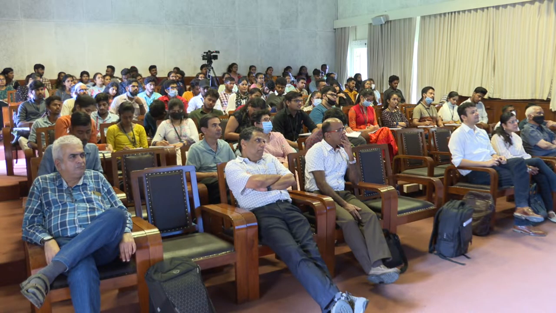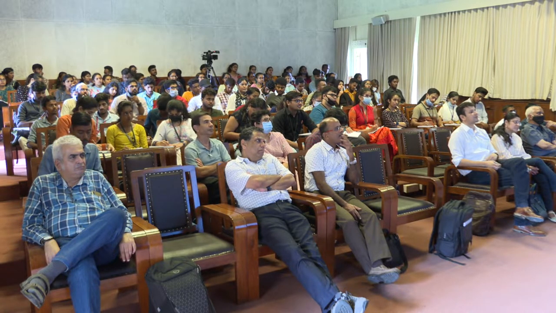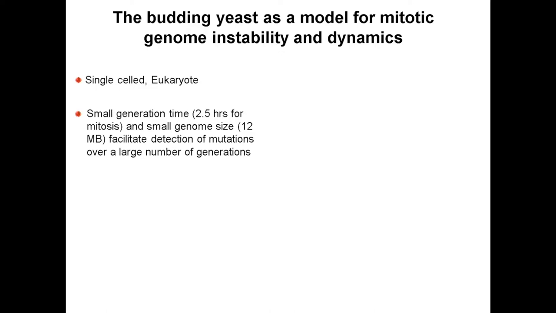So the budding yeast is a good model for genomic instability. This is primarily for the students because it's a single cell eukaryote. It has a small generation time, 2.5 hours for mitosis. Also has a small genome size. So that allows you to look at genomic instability easily.